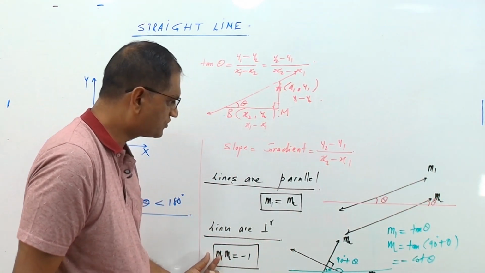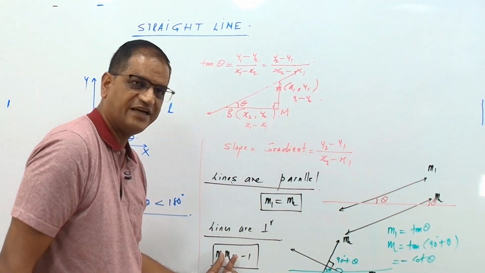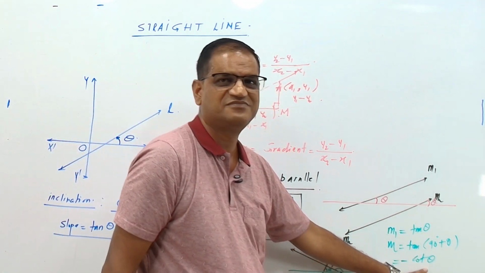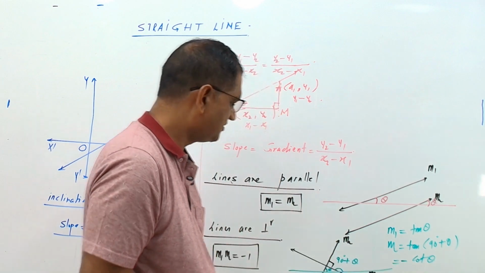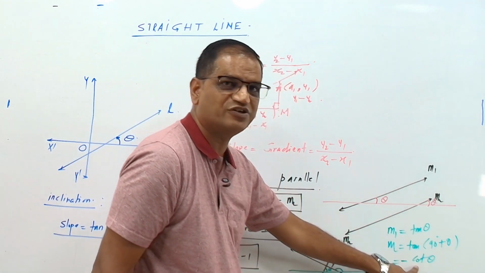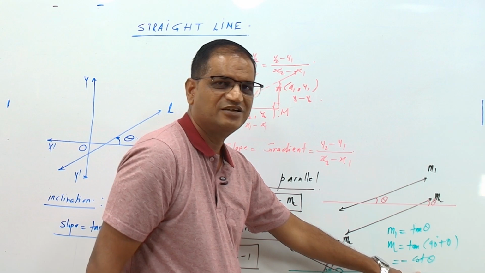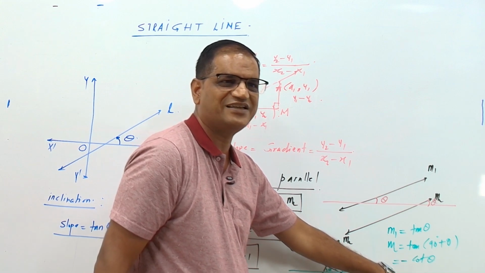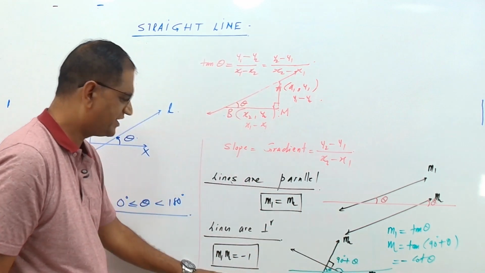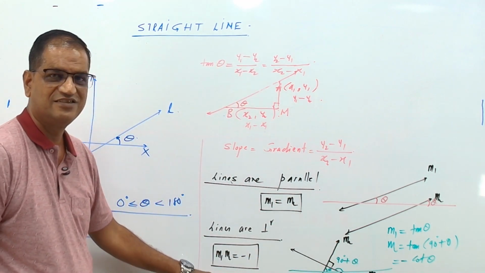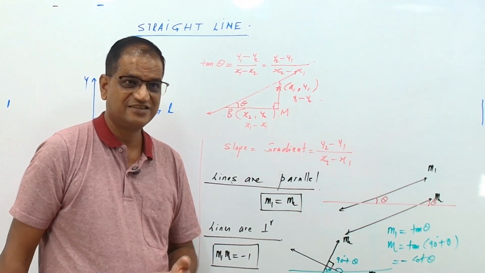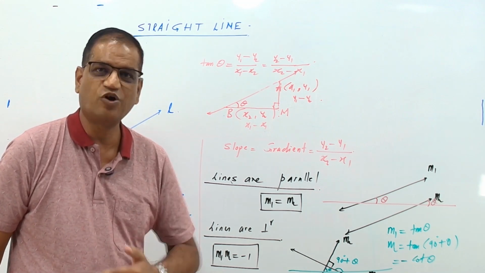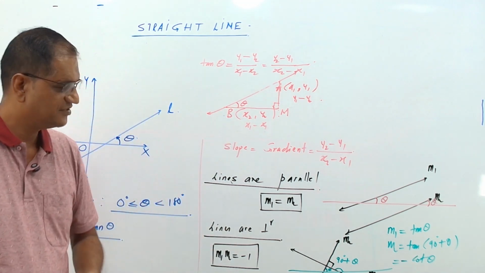Now put the value of m1 as tan theta and the value of m2 as minus cot theta. So what is this going to become? Tan theta into minus cot theta, and cot theta is 1 by tan theta, no? So when we multiply, we get -1. So we are getting this result. In case the lines are neither parallel nor perpendicular, then what will happen?